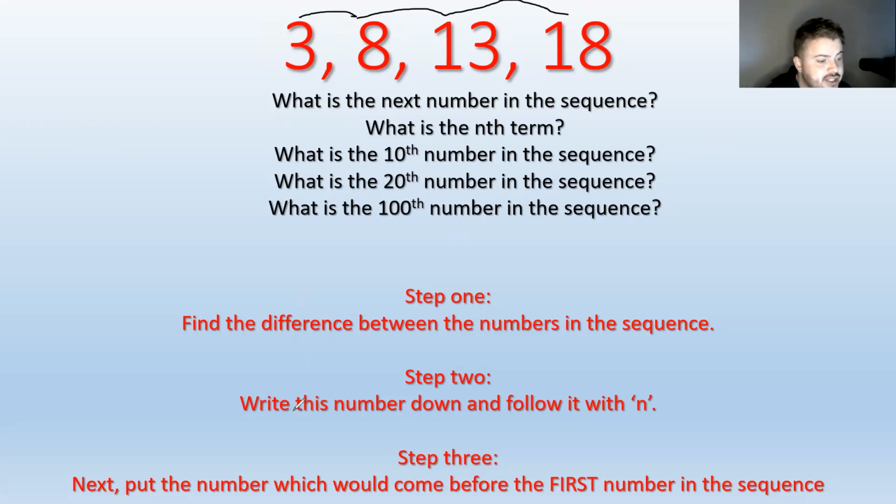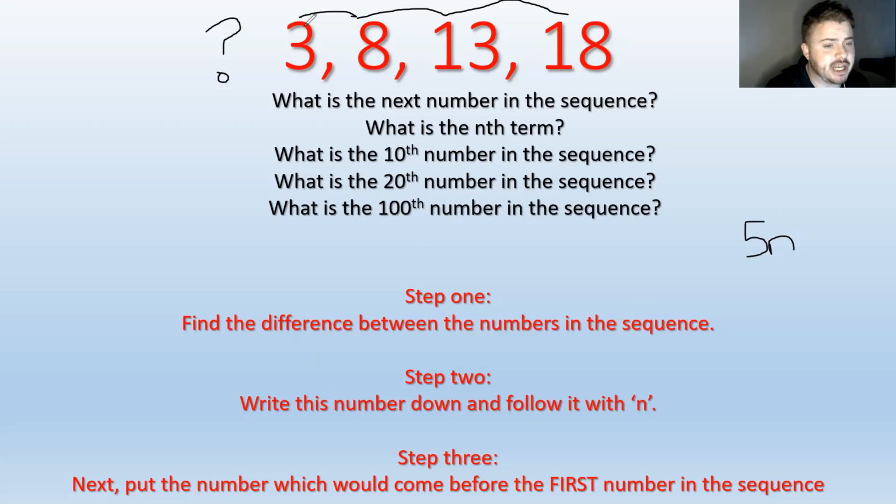So the next step is to write that number down. So write 5 down, followed with n. That step is super straightforward. 5n, done. Step 3 is to work out the number that would come here.